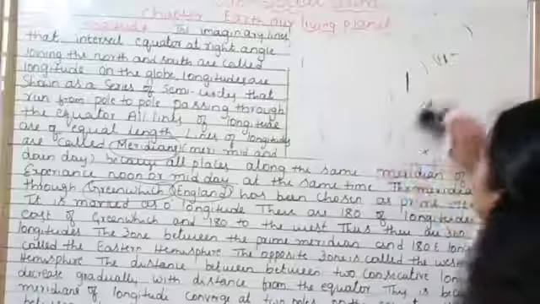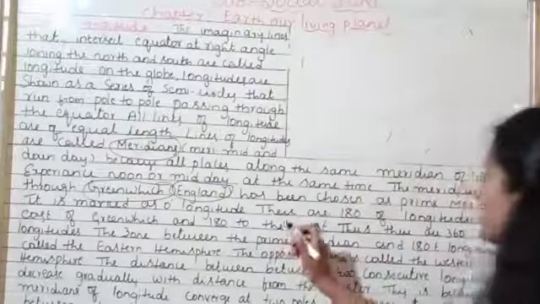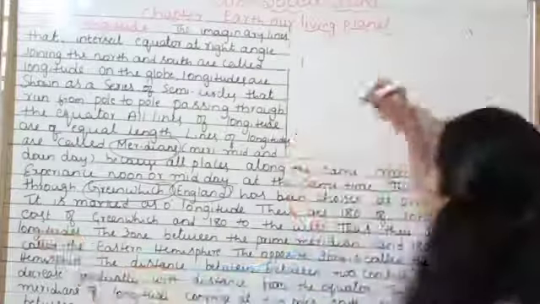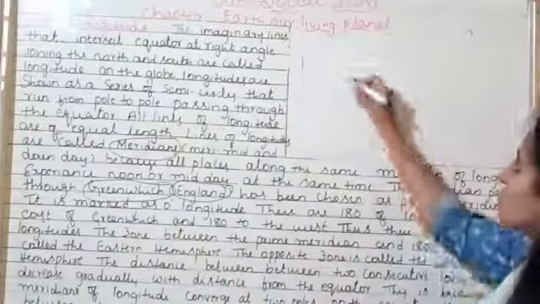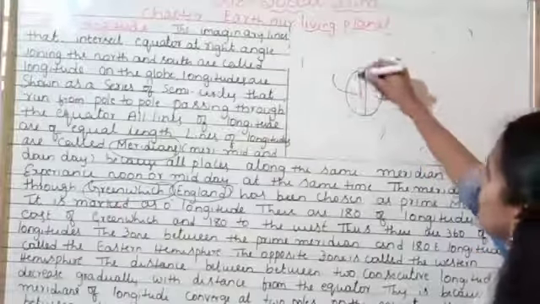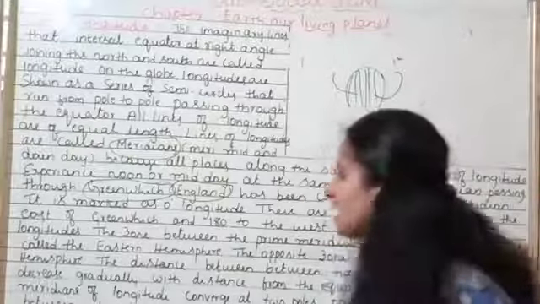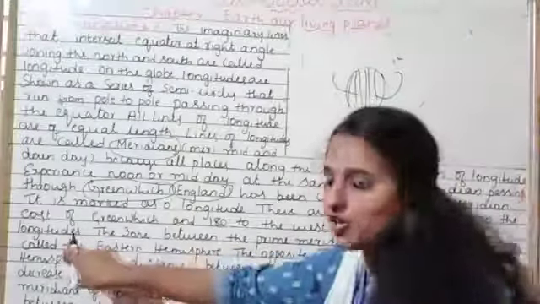So how much will it become, children? It will become 360 degrees. You can understand there are 180 longitudes to the east of Greenwich and 180 to the west. From the east side 180, from the west side 180, like this 180 and like this 180. Total 360 degrees are there, so 360 longitudes are there.